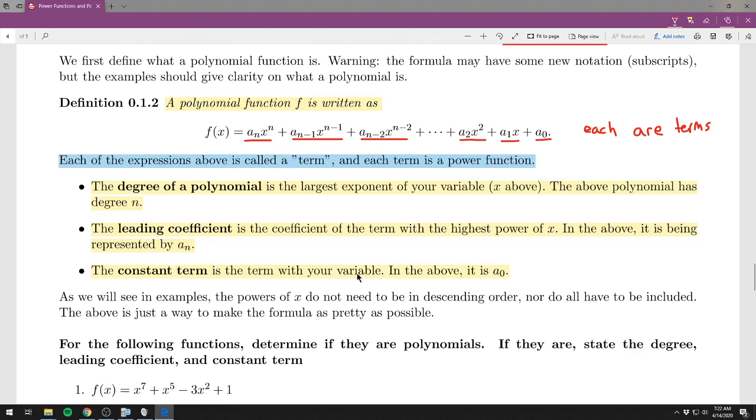The constant term is the term, that's a typo. It should be, say, term without your variable. So if you have f of x and you don't have an x in a term, then that's its constant term. And we'll see sometimes that's 0, but it can be anything. And one thing I will stress, which we'll see in the examples, the powers of x do not need to be in descending order. You don't have to have them all. You might have a lot of things missing. You just need to not get used to everything being perfectly written.